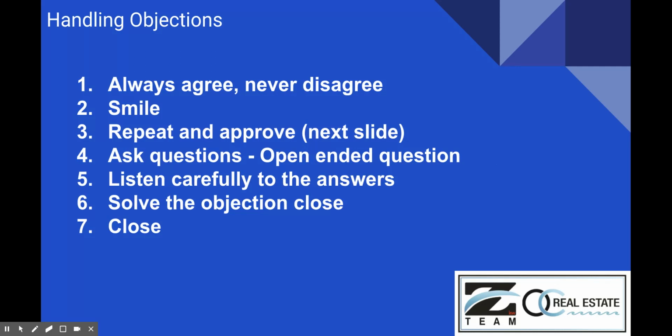Step number 5 is I want to listen carefully to their answers. So I pay deep attention to their answers. When people start to respond to your questions, you'll pick up all sorts of clues about where they're at in the selling process, how motivated they are, and they'll secretly give you the answers you need to close them for an appointment. So listen very carefully to what they say.